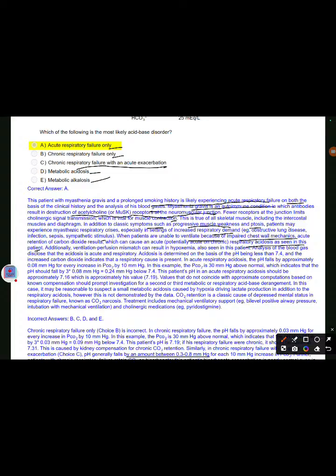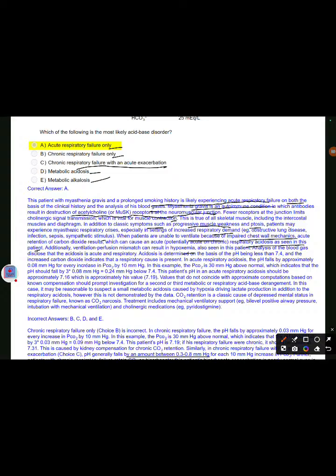Because the patient is not able to throw out carbon dioxide, it is accumulating in him, causing respiratory acidosis. The muscles cannot work properly because acetylcholine receptors are few in myasthenia, so carbon dioxide retention causes respiratory acidosis. Additionally, ventilation-perfusion mismatch can result in hypoxemia, also seen in this patient. Analysis of the blood gas shows increased carbon dioxide and decreased pH.